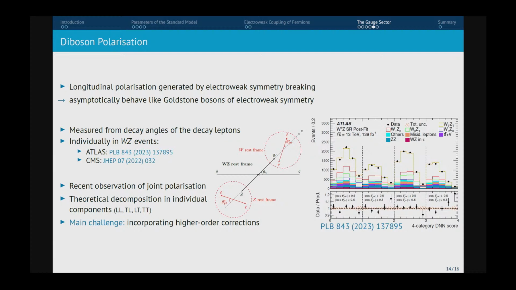And we have already a history of measuring polarization in individual gauge bosons in diboson events. Now, what's new is that we also observed the joint polarization, so two longitudinal polarization states in diboson events. And this is measurements like this. So we classify events into decay angles of the two gauge bosons, transverse, longitudinal, and then have a neural network to discriminate the different polarization states, which are shown here in the solid lines.